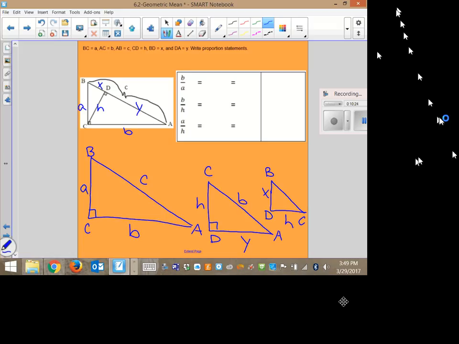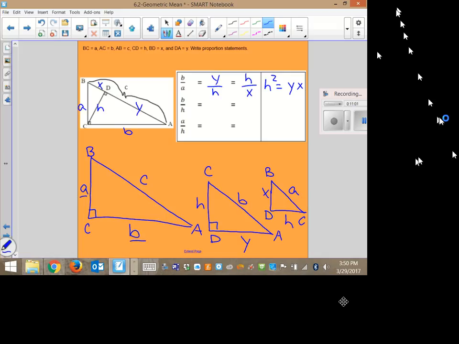All right, so B over A, note here we have B over A equals Y over H of our medium triangle, and then H over X of our small triangle. So cross multiplying, we're going to get that H squared equals YX. Now hang with me a little bit more.